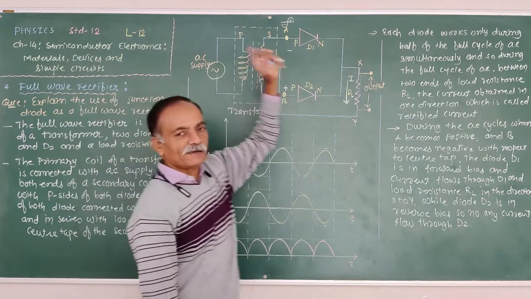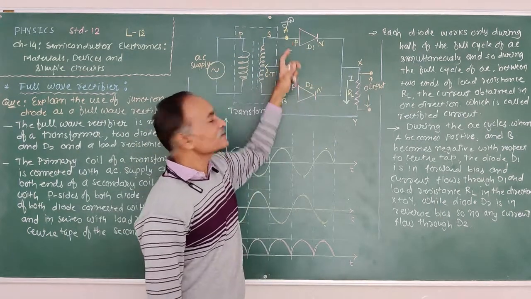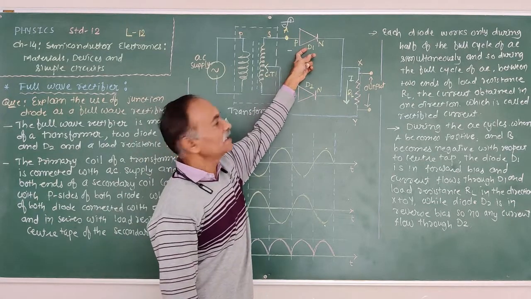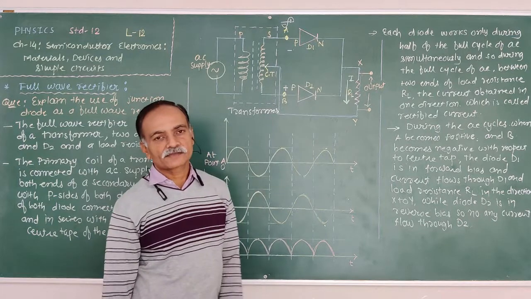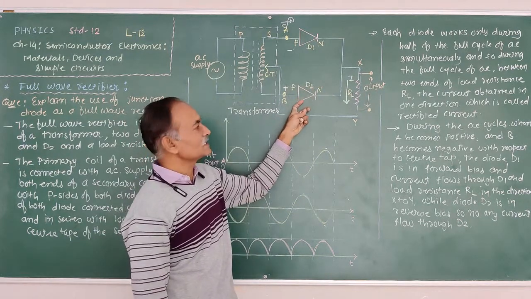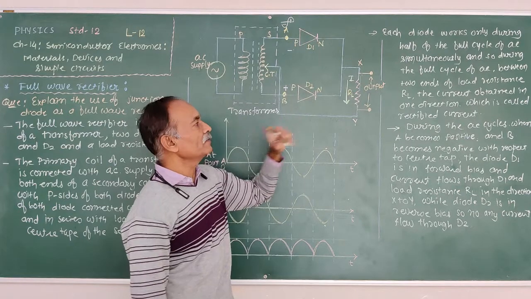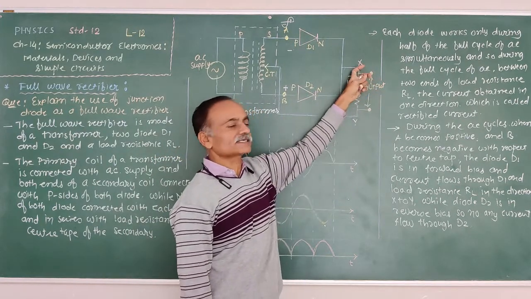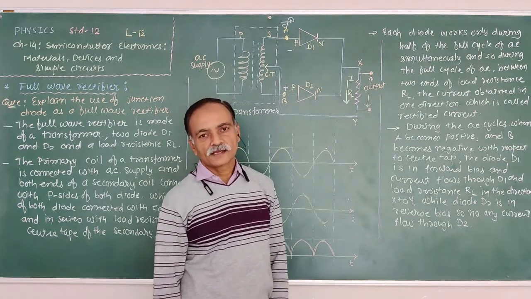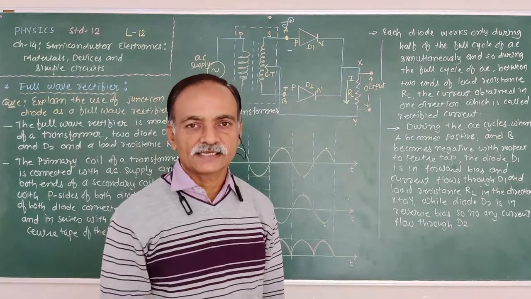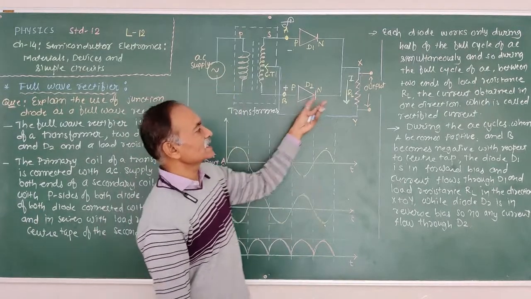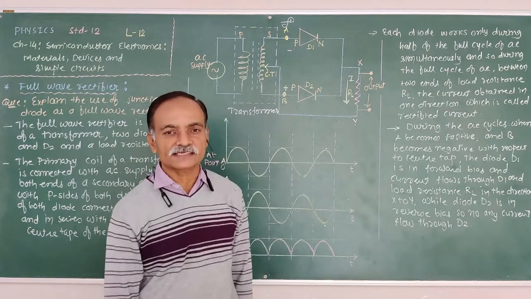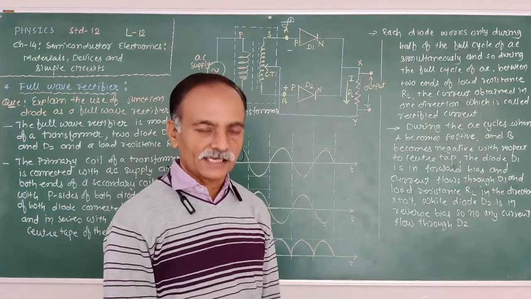During the other cycle of AC, when A becomes negative, B becomes positive, diode D1 is in reverse bias, no current flows through the diode D1. But diode D2 is in forward bias, so the current flows through the diode D2 and also through the load resistance RL in direction X to Y. Thus, during both cycles of AC, both diodes work alternately and current flows through the load resistance in one direction, X to Y. Clear?